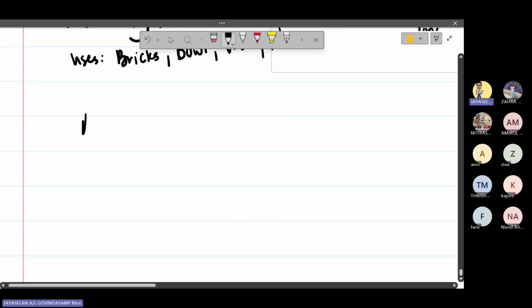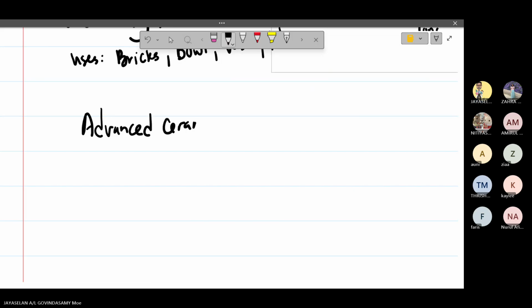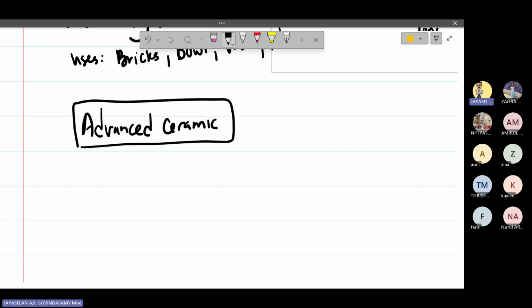Okay, next one. Next one is called what? Advanced ceramic. For advanced ceramic, they use the ceramic and they add other components, strengthening components, to strengthen the ceramic. Dapat? Okay, if they ask, advanced ceramic, what is the properties? It has very low thermal expansion coefficient. That means it does not break easily.